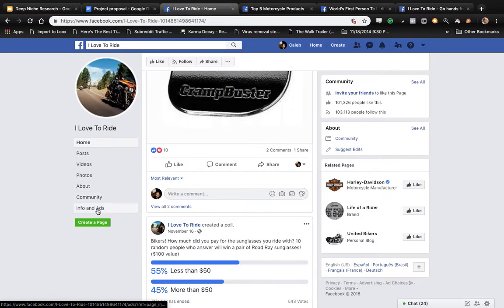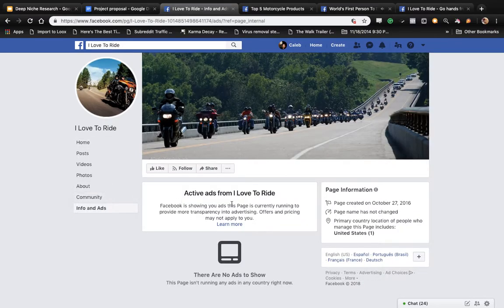Now, let's just check one more thing. Let's see what ads are running right now. No ads to show. So either they're really not running ads or they're finding a way to block it. Maybe they're running their ads from another Facebook page. But yeah, make sure you always look into that whenever you're researching a competitor.